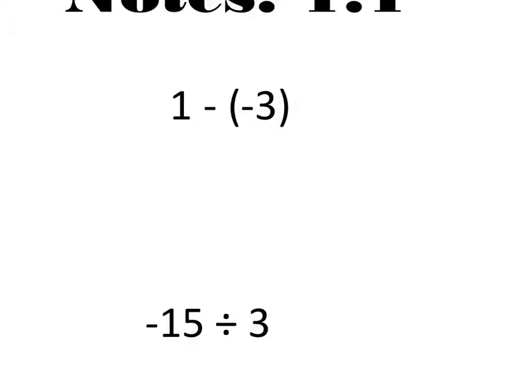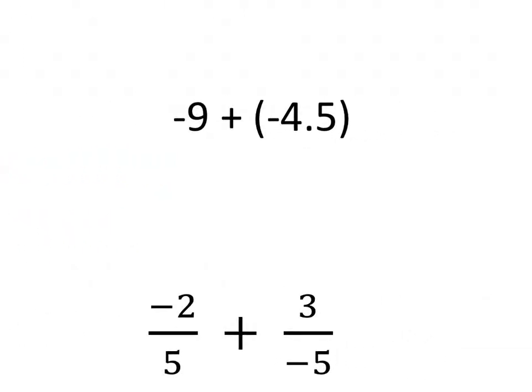Same sort of thing. Negative times negative makes a positive. So we have 1 plus 3, which gives us 4. Next one, similar, but now we have positive times a negative. Well, positive times a negative makes a negative, so we have negative 9 minus 4.5, and that gives us negative 13.5. You can use your calculator to help you out on this stuff, but we need to make sure we know the rules without using a calculator.